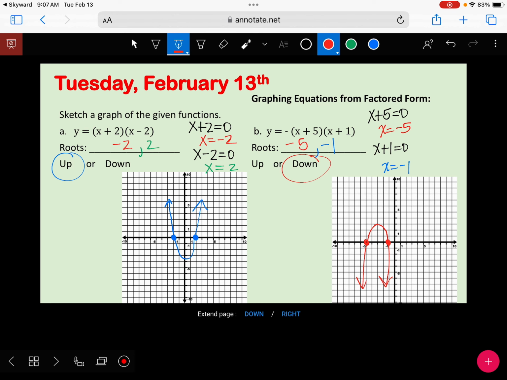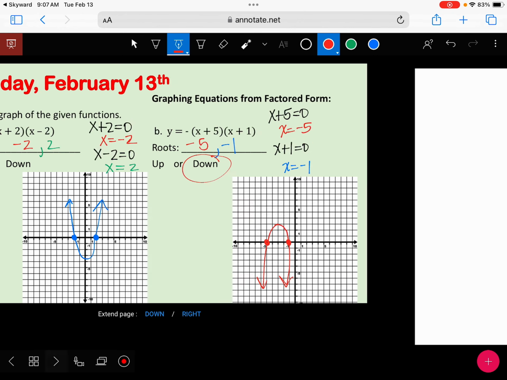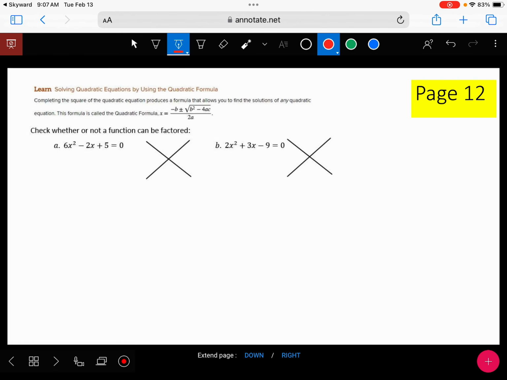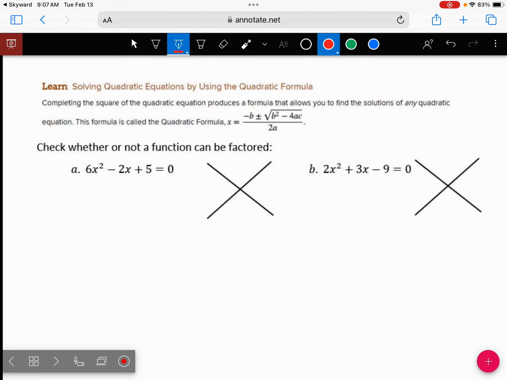All right, let's go to our notes. We're going to practice with the quadratic formula today. Now, you don't need to memorize the quadratic formula because it will be on the test. We just have to know how to use it. So when we go to page 12 in your notes, let's check to see if they can be factored.